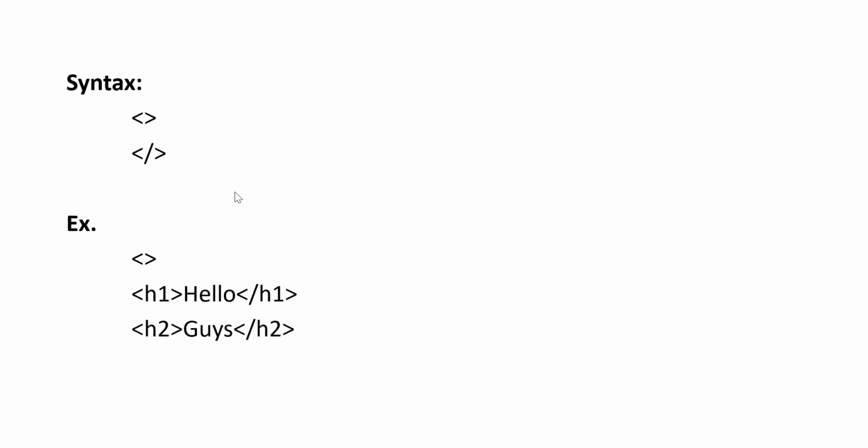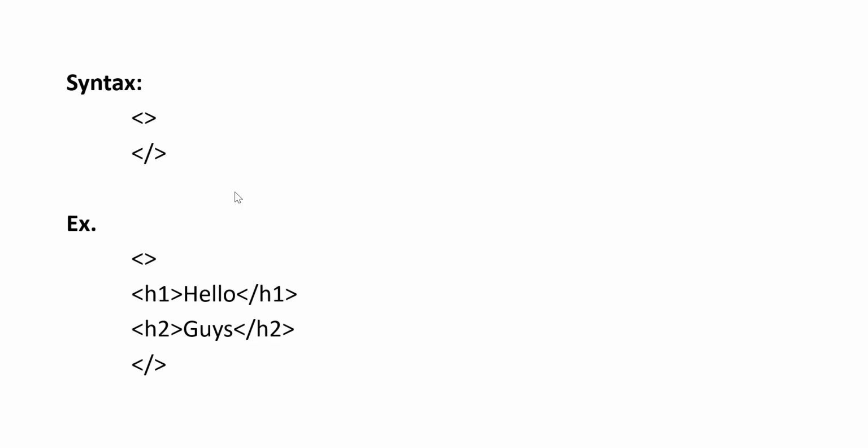Now the next one is the modern syntax, that is, an open bracket then a close bracket. This is the modern syntax. An example of this syntax: open bracket, then h1 hello, h2 guys, hello guys, then the closing bracket. This is the modern syntax of React fragment. In the near future we will use this type of syntax.